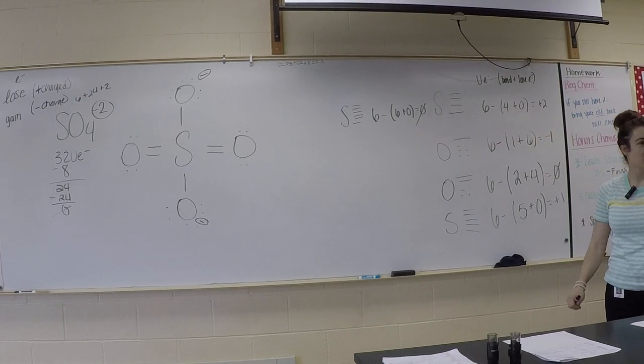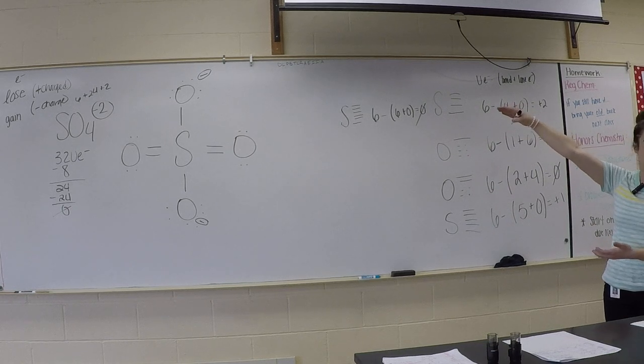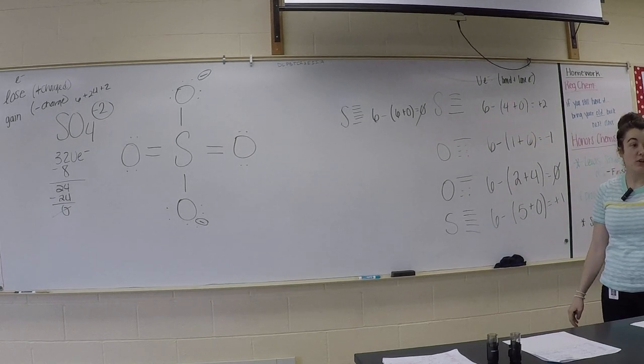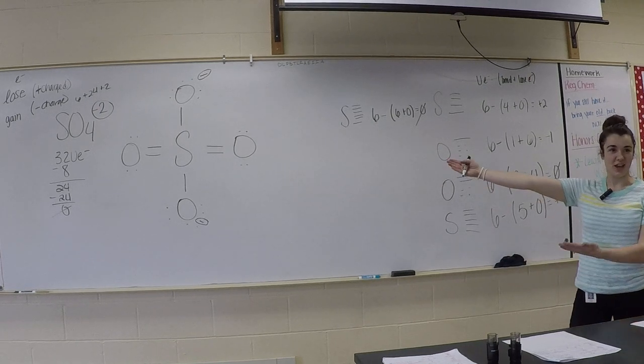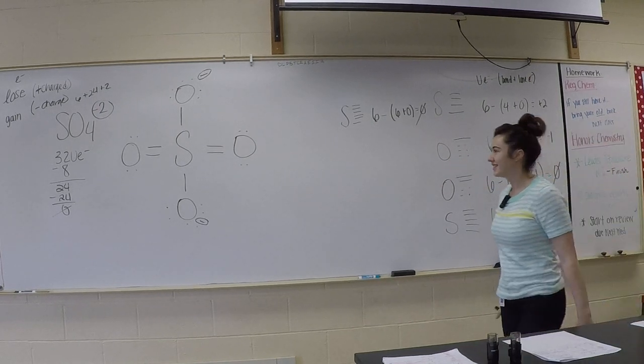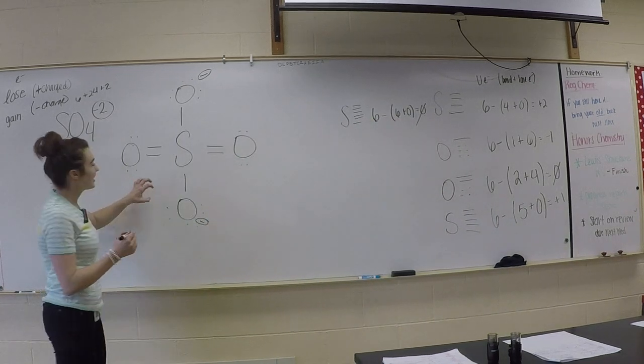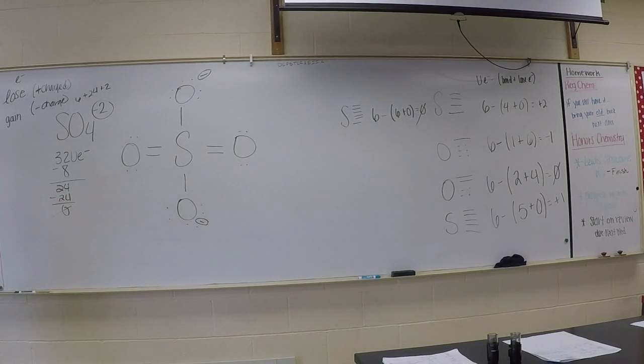-2. -2, is that good? Yeah, there's only 2 things that are charged. If we can only have 1 or 2 atoms that's charged, that's ideal. We have our structure. Hooray. Sulfate. Again, multiple what are called resonance forms.